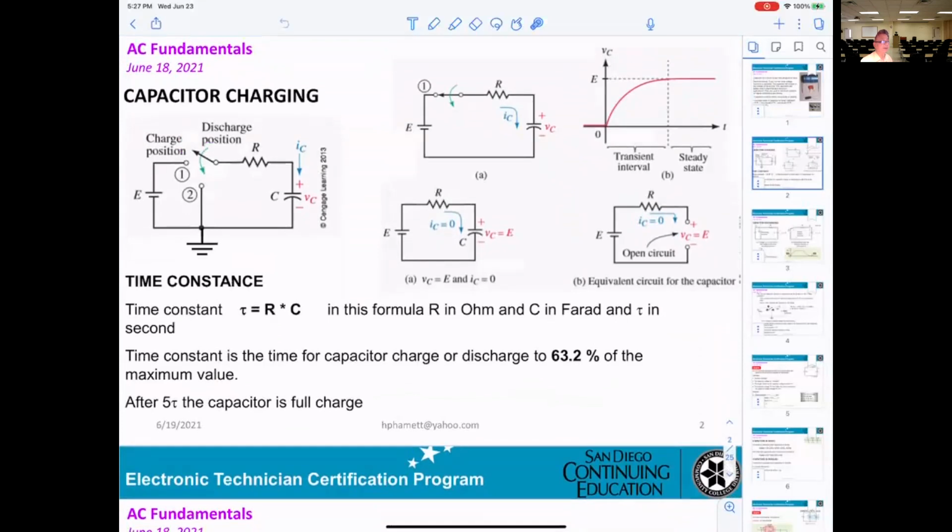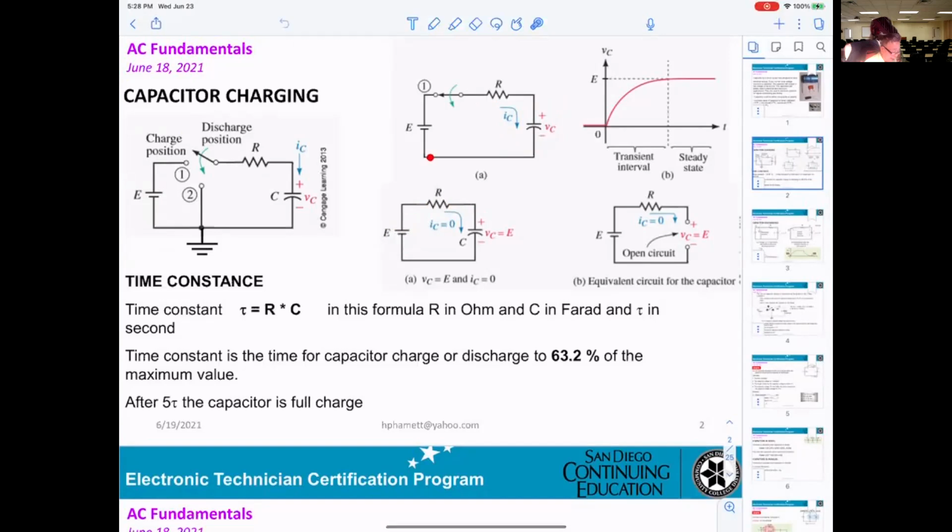Now, you can see this is the circuitry here. You get a switch in here that can connect to position 1 or position 2. When it connects to position 1, you get a voltage E here. The current goes through the resistor R and charges the capacitor. The capacitor will be positive here and negative here.